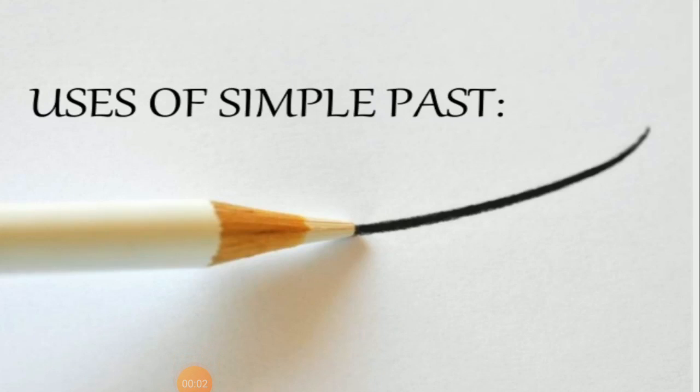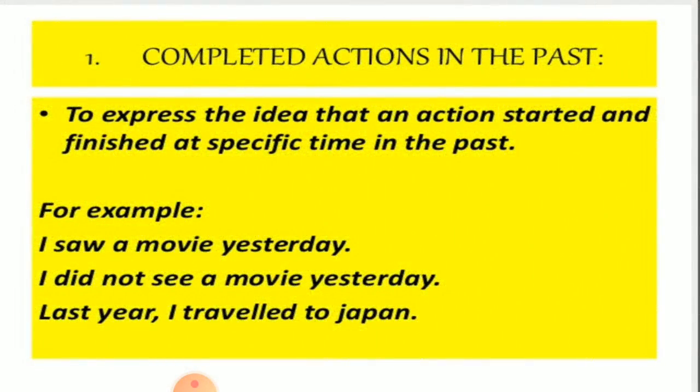Children, now we will see uses of simple past. Simple past: completed actions in the past. To express the idea that an action started and finished at a specific time in the past, means the action has started in the past and it has also completed in the past, to show that, we have to use simple past tense. See the example. I saw a movie yesterday. So saw is the second form of the verb.